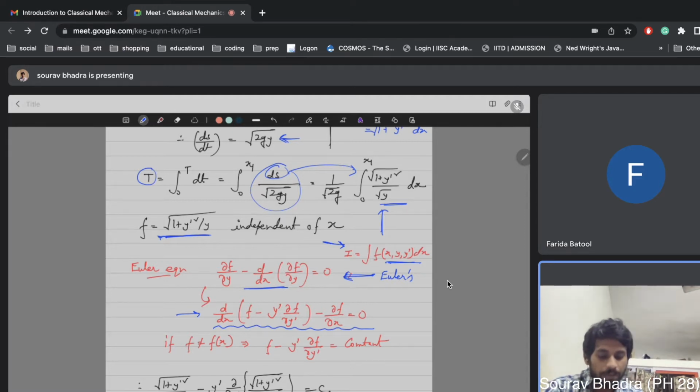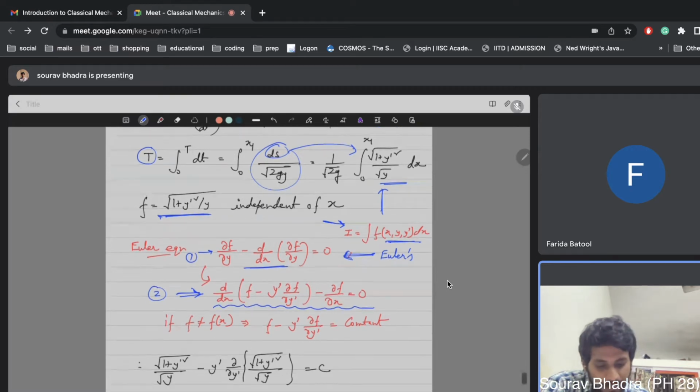You can solve the problem from the first equation also, but if you use this second equation, let us say this is 1 and this is 2, 1 and 2 are exactly equivalent. So if you use this second equation, it will be simpler. So just try to derive equation 2 from equation 1, it is the same thing.